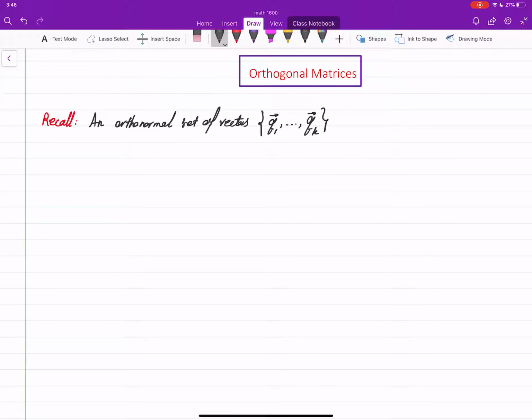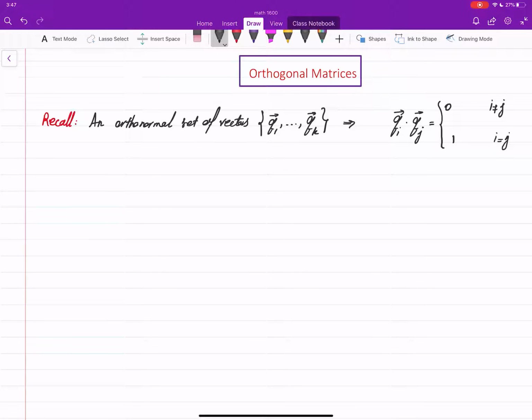qk, means that we have this relation among the vectors of that set: when you find a dot product of two vectors from the set, you get either 0 or 1. When the index is different, so basically you have picked two distinct vectors, the dot product is going to be 0. If you find the dot product of a vector from the set with itself, you get 1.